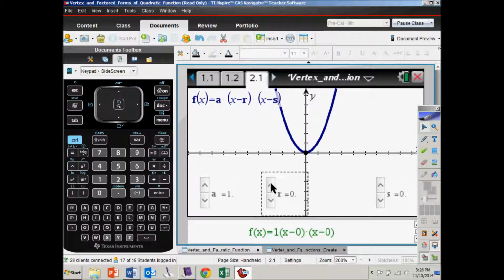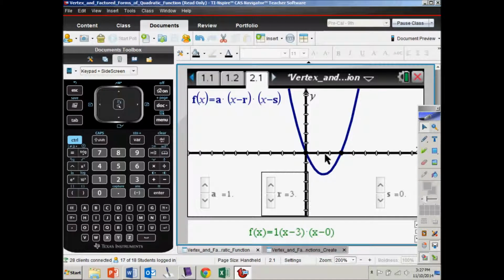But when I start changing R, and R is now 3, my vertex is different, correct? Yes, my vertex is no longer at 0, 0. My vertex is now at, hey, what is it? It looks like 2.5, 2.5, 1.5, negative 2.5. It's somewhere in there.